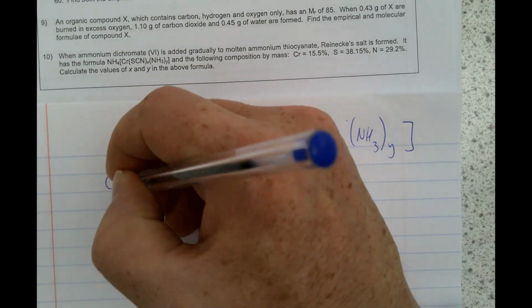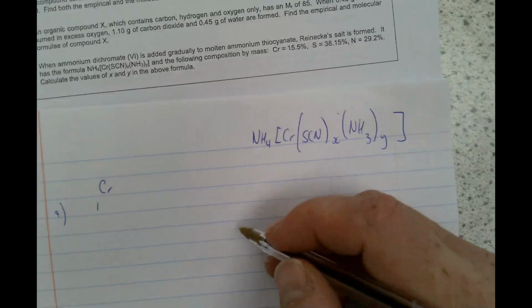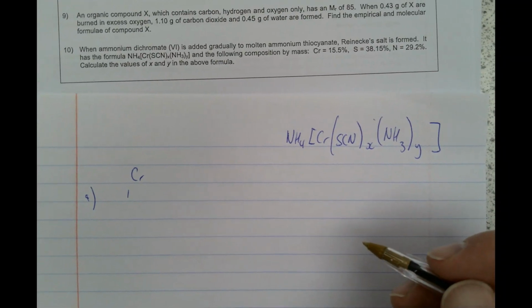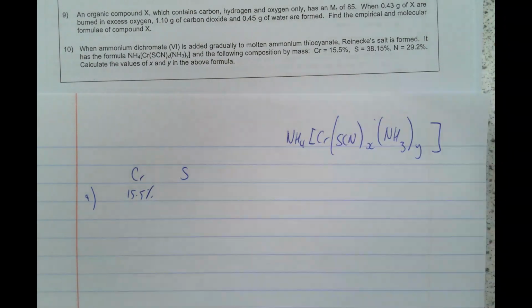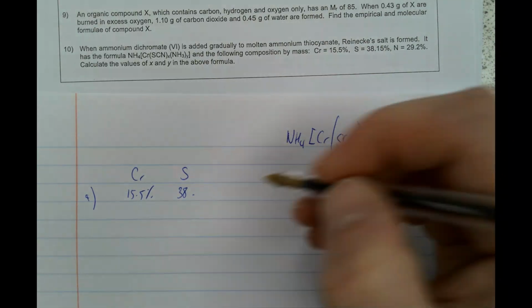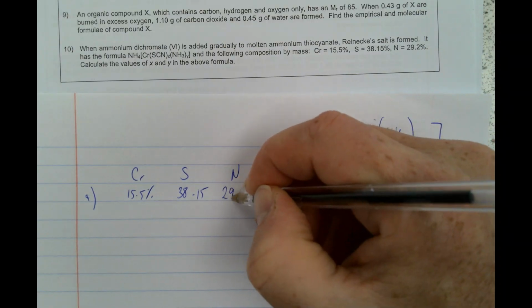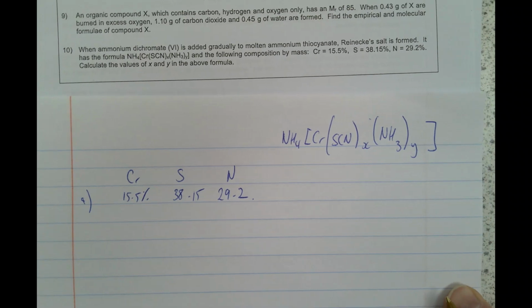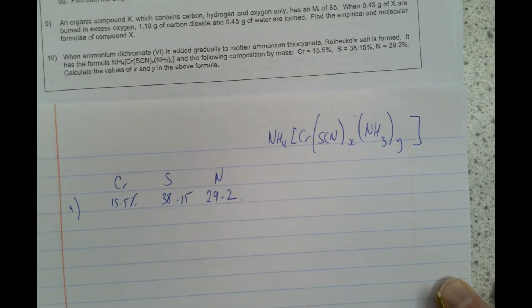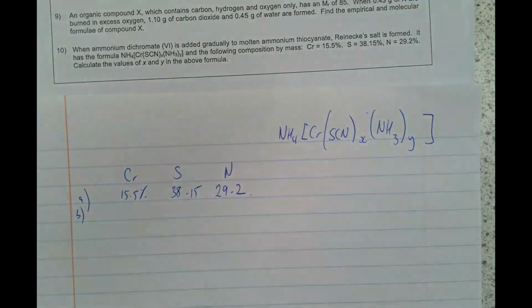So we're told that the chromium, so write down what we know. So step A, chromium is 15.5%. The sulfur is 38.15%, and the nitrogen is 29.2%. There is, of course, hydrogen present as well, but you don't need to know about the hydrogen to solve this puzzle. So you might have worked it out with hydrogen as well, working out the remainder.